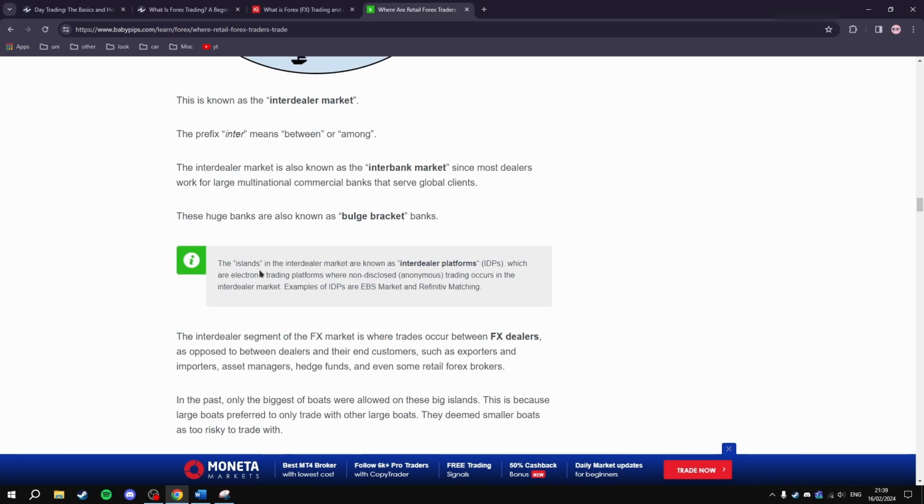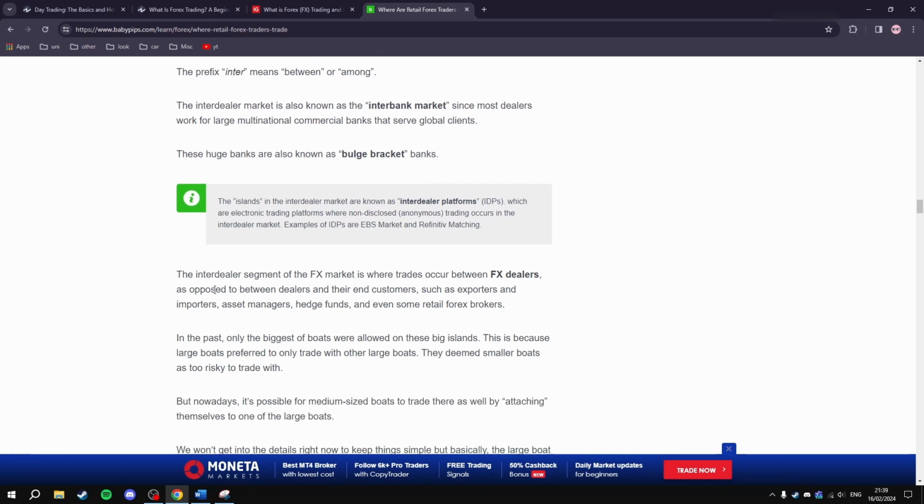The islands in the inter-dealer market are known as the inter-dealer platforms, which are electronic trading platforms where non-disclosure anonymous trading occurs in the inter-dealer market. Examples of inter-dealer platforms are EBS market and Refinitiv matching. The inter-dealer segment of the FX market is where the trades occur between FX dealers, as opposed to between dealers and their end customers, such as exporters and importers, asset managers, hedge funds, and even some retail forex brokers.